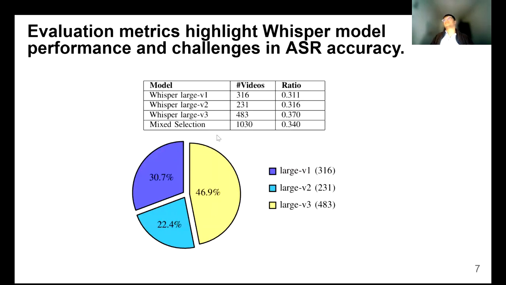Now here I mentioned the way that we selected the best model. We tried to see how many times each model was selected as best out of these three. When we used this metric, large V1 was selected almost 31% of the time, large V2 was selected 31% of the time, and large V3 was selected 37% of the time. Then it's the mixed selection, the sum of all these. It's the same thing, but this is the pie chart you can see. Almost 50% of the time, the large V3 model was the best out of all these three using the unique word metric that we derived.